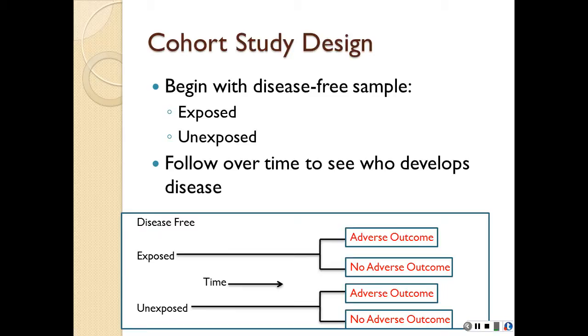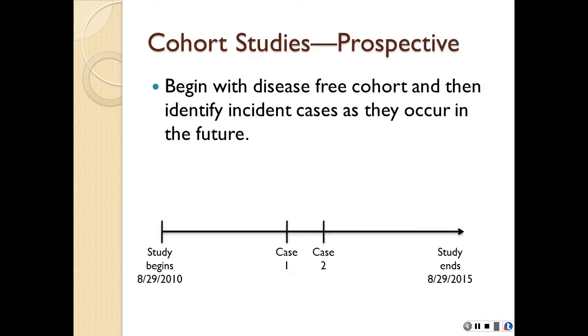This becomes really important when we start talking about causal relationships, so establishing whether or not your exposure actually causes your outcome. All right, so there's two types of cohort studies.